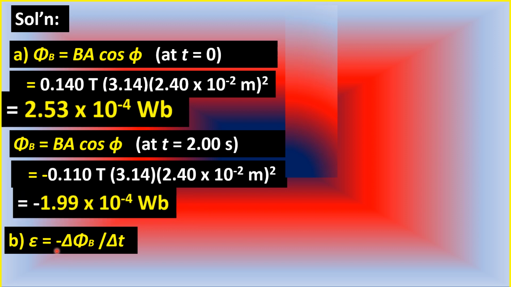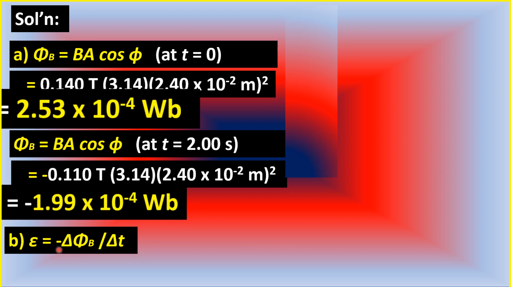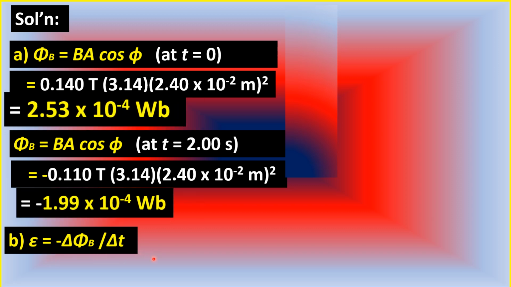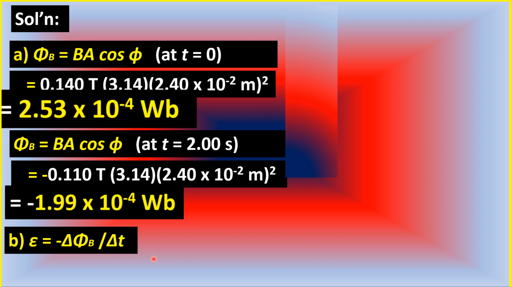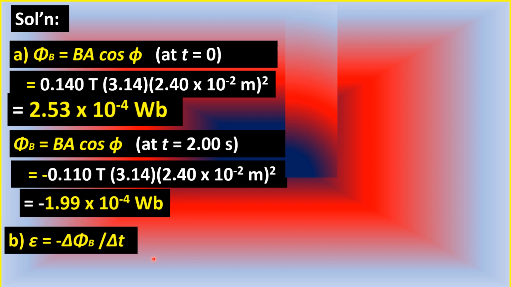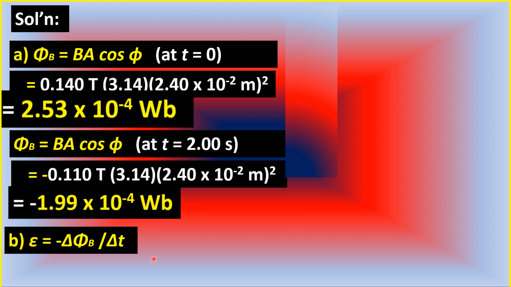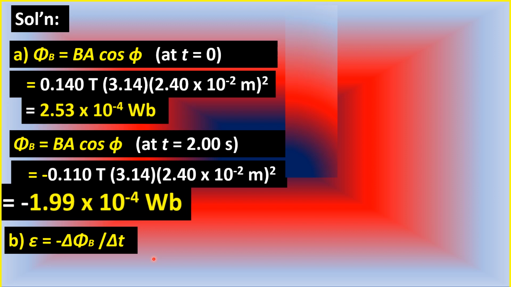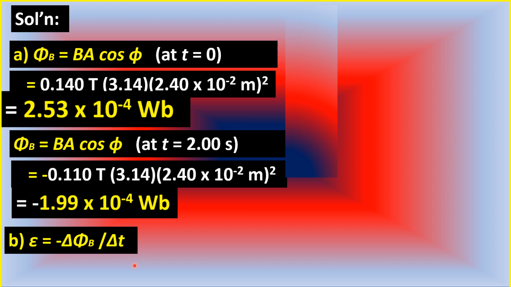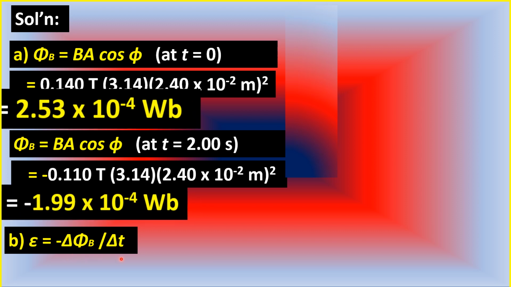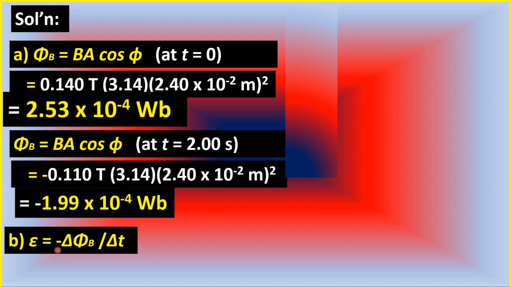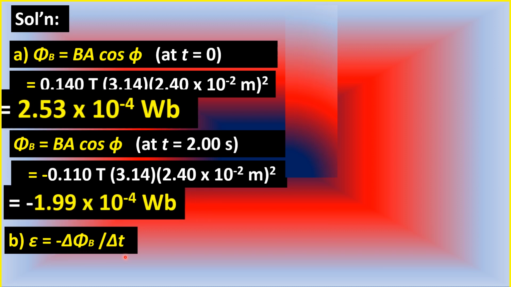All right. The negative sign here emphasizes what Lenz's law is telling us, that an induced current or EMF always tends to oppose or cancel out the change that caused it. That is what Lenz's law is telling us. So to emphasize Lenz's law, we put here a negative sign. Negative delta phi divided by delta t.